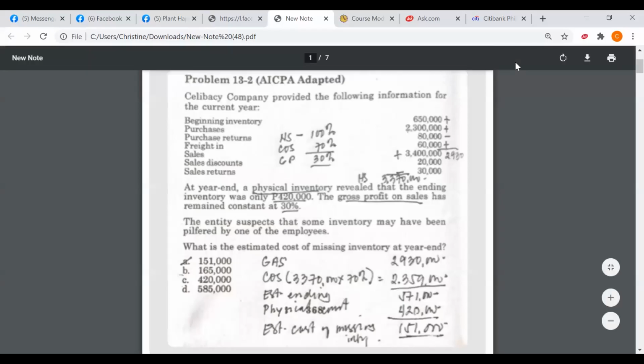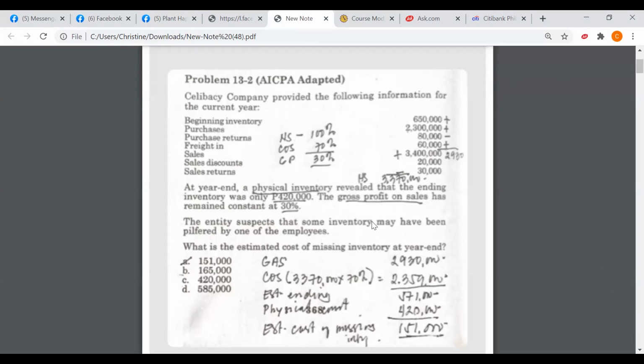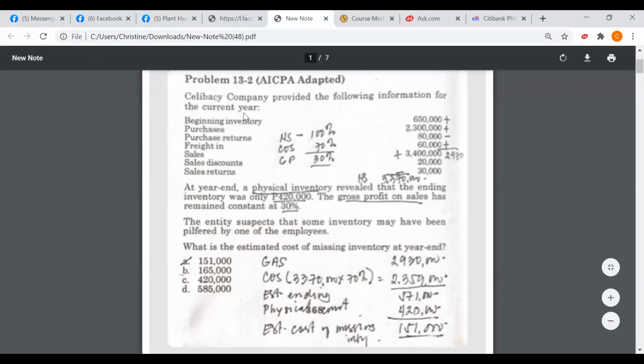As a continuation of Chapter 13 about the gross profit method, and to apply the concept which I had just discussed in the previous video, I will now be discussing the multiple choice problems of Chapter 13, but only the even numbers. So to start, with problem 13-2, we have the company provided the following information for the current year.